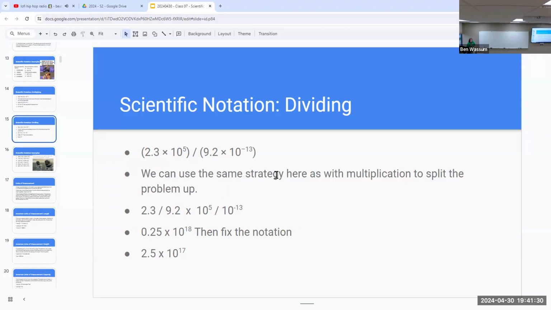Here's a division. You're dividing two numbers in scientific notation. The same concept applies. You can take the numbers themselves and divide those, and then take the tens with powers and divide those. In that case, the same as our exponent rules, top power minus bottom power. In this case, we get 0.25 times 10 to the 18th. Fixing the notation, moving one to the right, it is subtracting one from that power. You get 2.5 times 10 to the 17. Nice and easy, right? Don't worry, it works out okay.